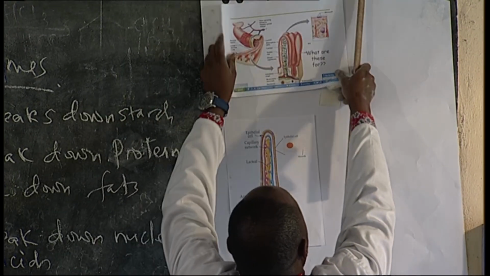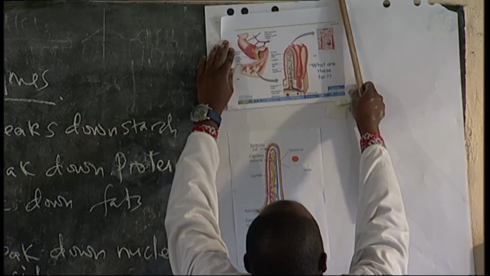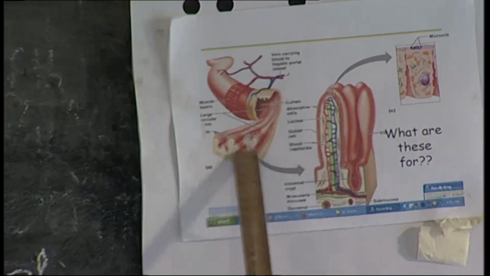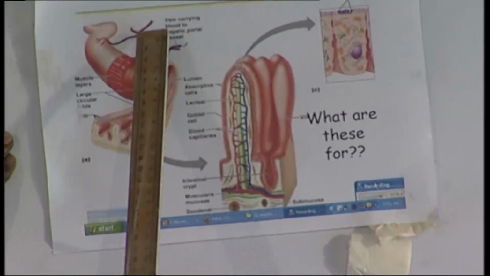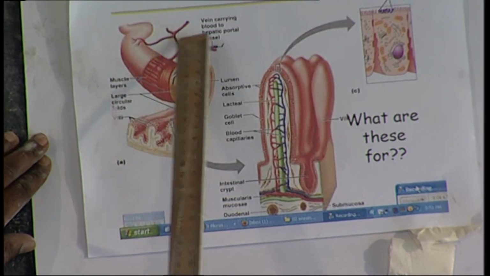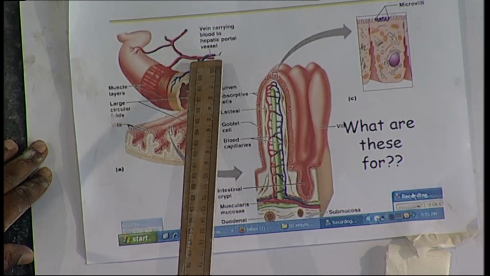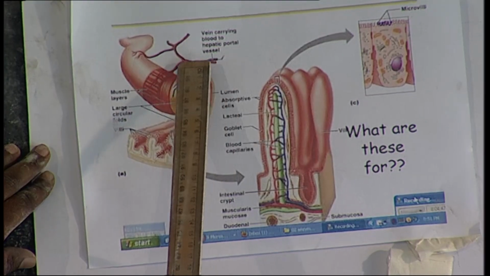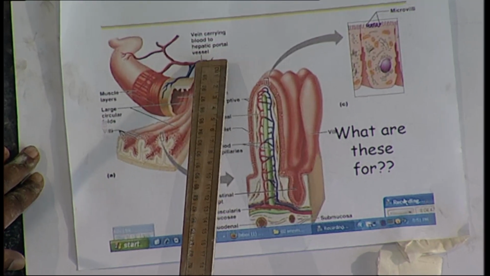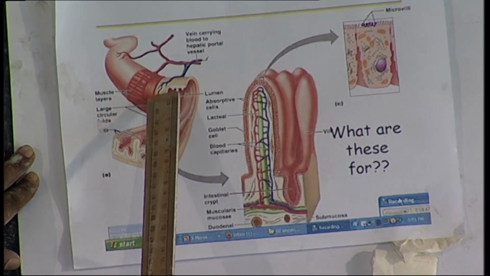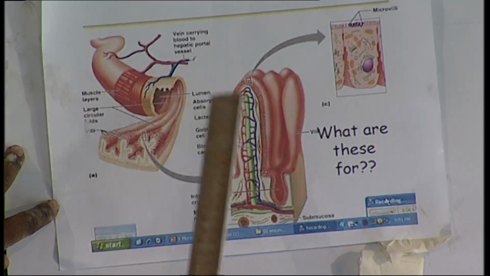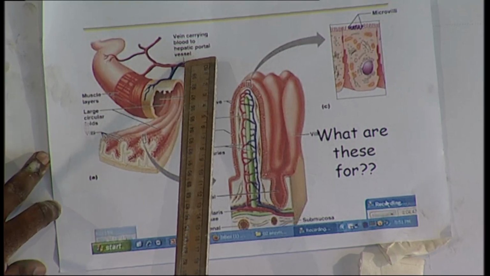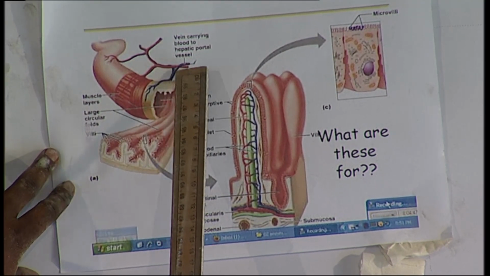The diagram here, you can see, this is the wall of the small intestine. In the small intestine, we have this vessel with a blue color. We have another one with a red color. This one carries oxygenated blood and supplies it to the small intestine. And we also have this one which carries deoxygenated blood, I mean carbon dioxide and other waste products from the small intestine.